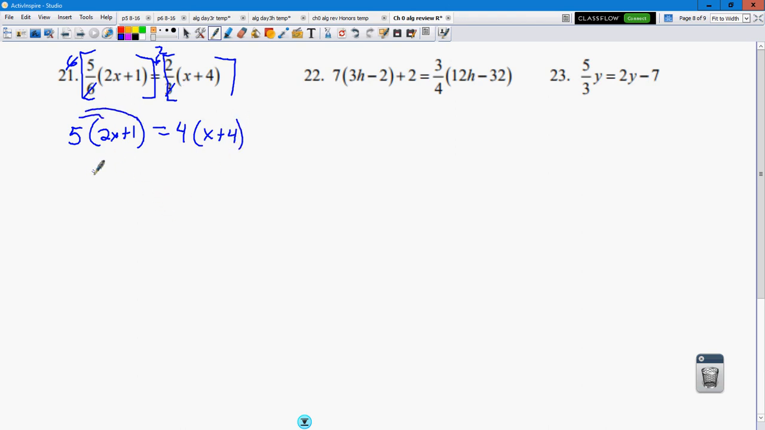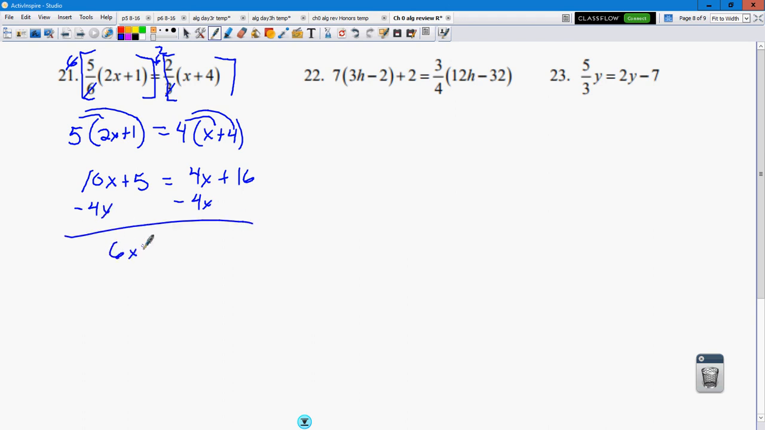Distribute. 10x plus 5 equals 4x plus 16. Subtract 4x. 6x plus 5 is equal to 16. Subtract 5. 6x is equal to 11. So x is equal to 11 divided by 6.